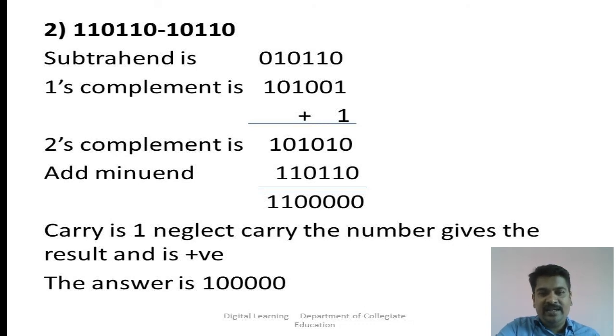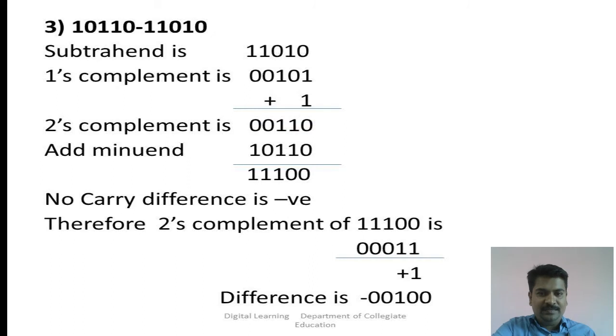Now the final carry I am getting is 1 again. If the final carry is 1, neglect it or drop it, and this number will give you the result. This is the result without this carry, and the number is positive. Now the answer is 1, 0, 0, 0, 0, 0. So that is the answer for this second problem. Again, this one and the second problem are exactly similar. I am getting carry 1 in both the problems. We'll move to the other kind of problem where the carry is 0.